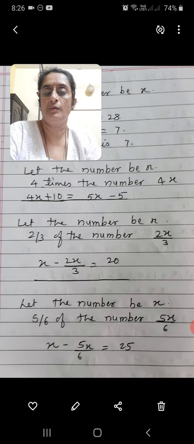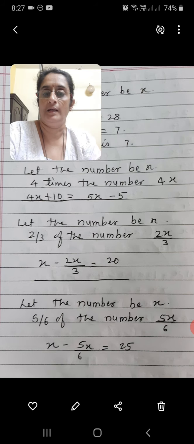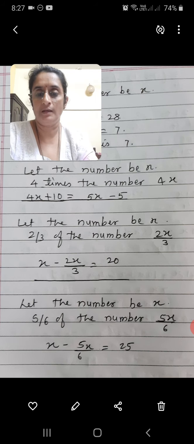So the original number we have to consider as x. 5/6 of that number is 5x upon 6. Now the difference between them is 25. So x minus 5x upon 6 gives us 25. Let us go to the next question.